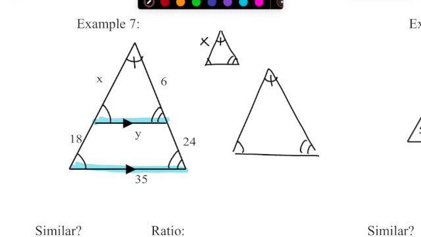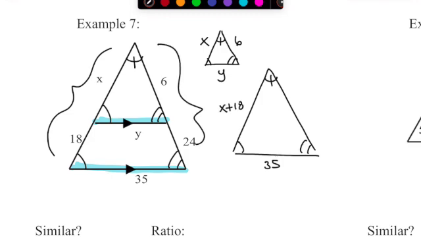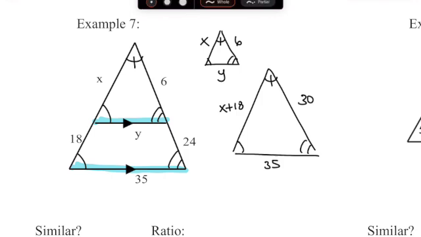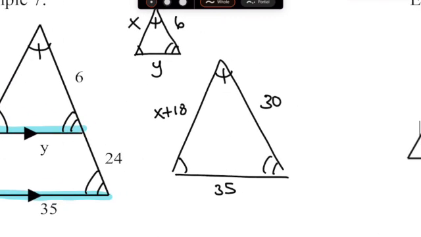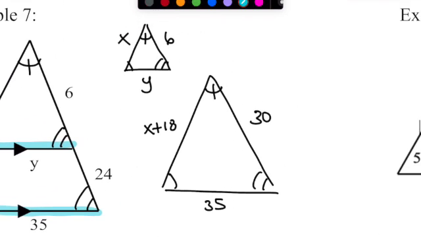Okay, my small triangle is X, Y, and 6. My large triangle is going to be 35 on bottom. The whole side over here is going to be X plus 18. And then the whole side over here will be a total of 30. Since we knew we had sides that were parallel and we could come up with our corresponding angles, we already know how these triangles are oriented.